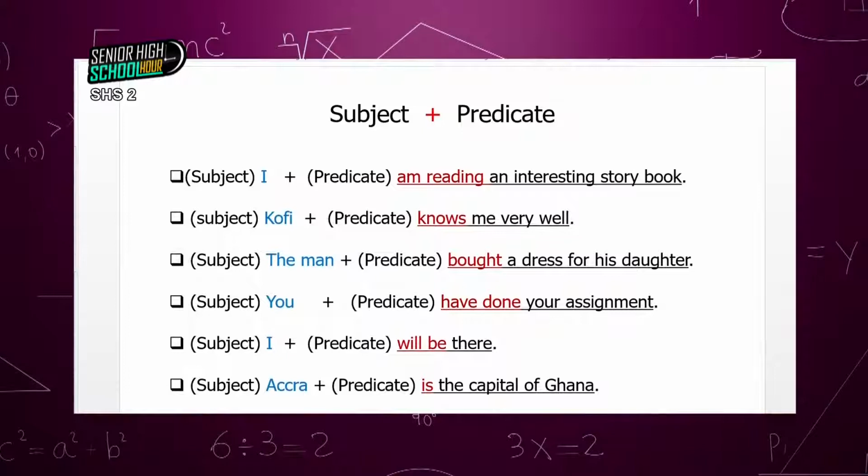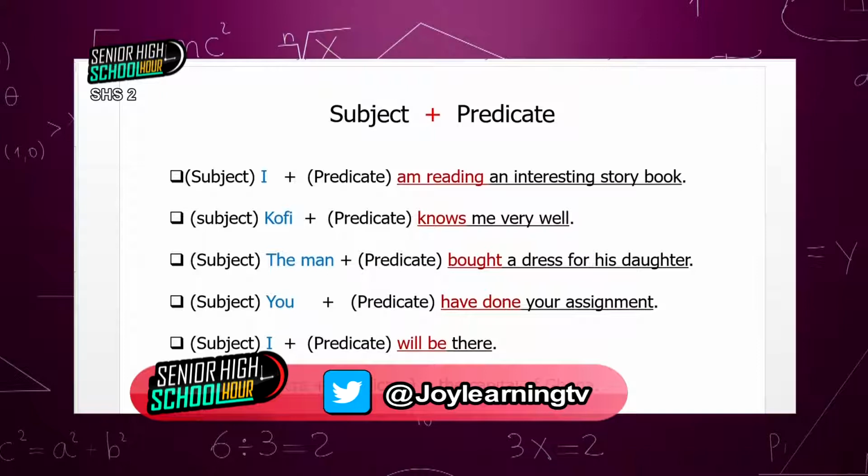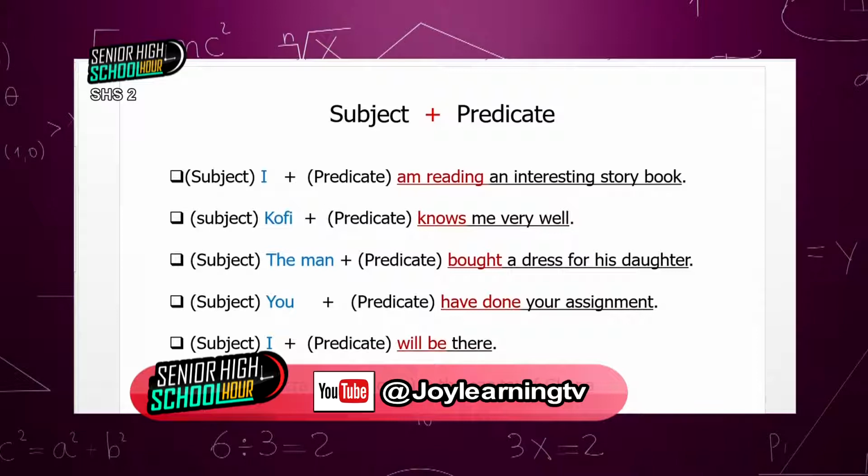So what we had at the beginning: I, subject; predicate, I'm reading an interesting story. The next one, Kofi, subject. Knows is the verb, and it's the head of the other group: knows me very well. The next one, the man, and the verb, bought a dress for his daughter. Bought a dress for his daughter is a predicate. The man is the subject.